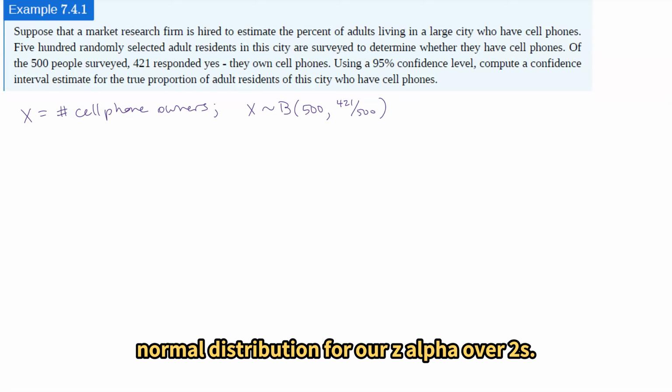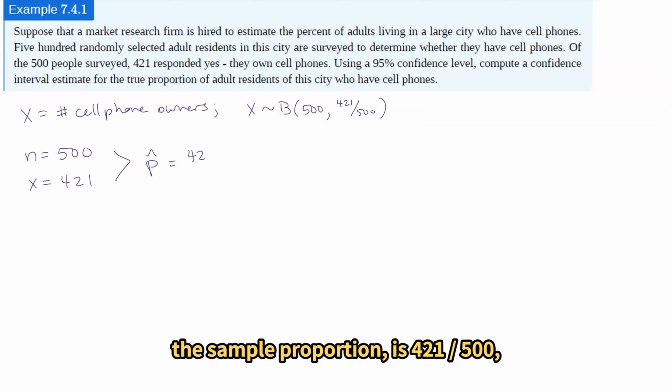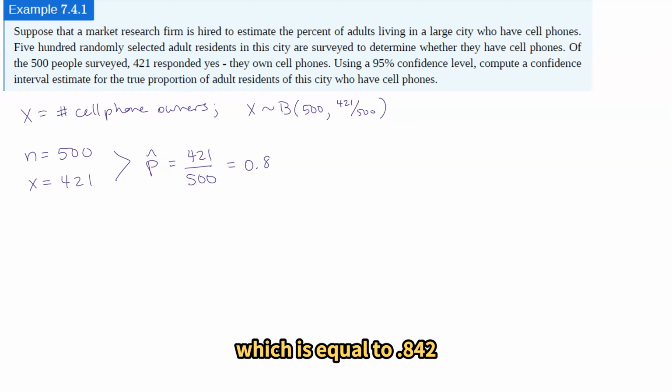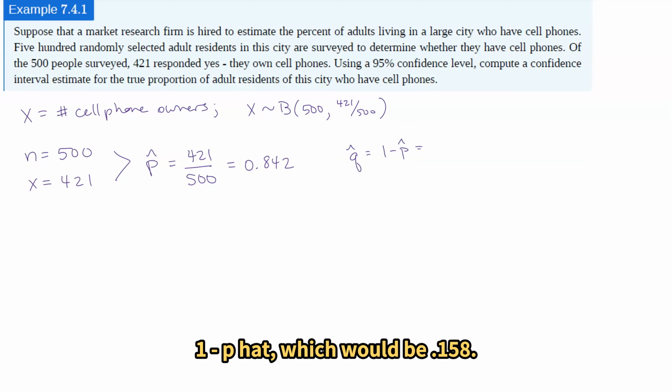z alpha over 2's. N is 500, X is 421, so our p hat, the sample proportion, is 421 divided by 500, which is equal to 0.842 as a decimal number. Once we have p hat, we can also get q hat, 1 minus p hat, which would be 0.158.